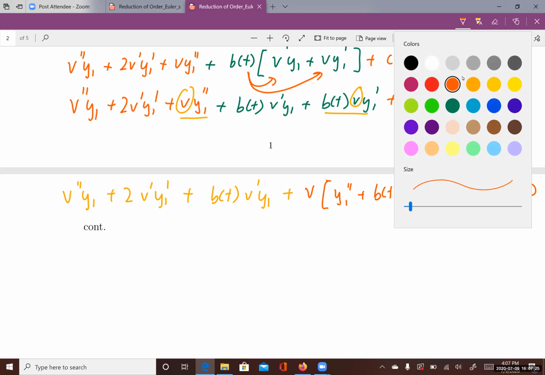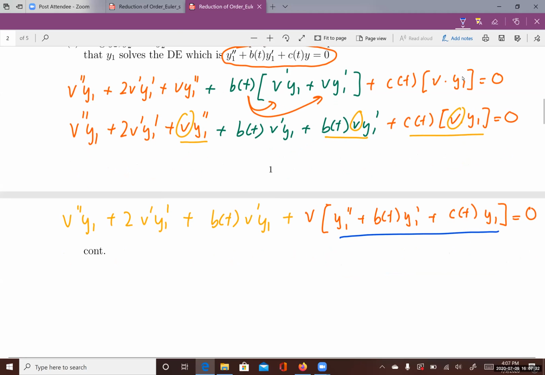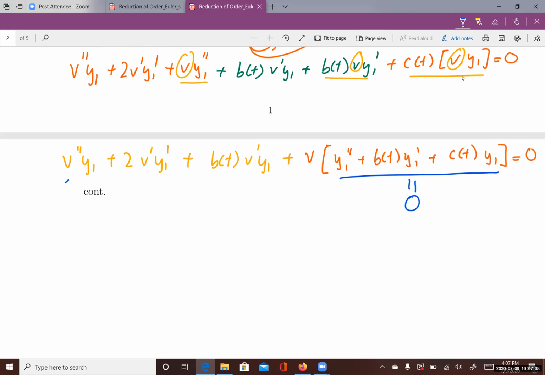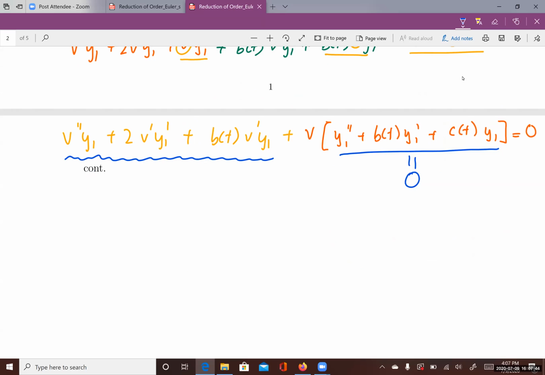Now you can see that this is the original equation in terms of y1, so I know that this is going to be 0. If this is 0, then these are the only terms left over, so I just rewrite them: v double prime y1 plus 2 v prime y1 prime plus b of t v prime y1. And v prime is a common term, so I can factor it out for now: v prime times 2 y1 prime plus b of t y1 equals 0. Now we have a second order differential equation.